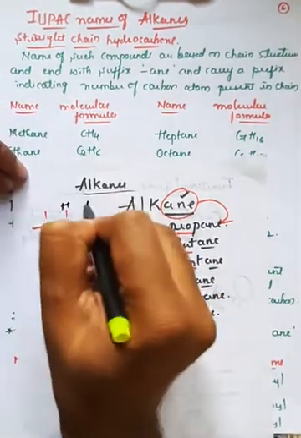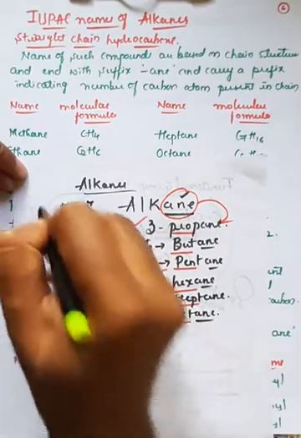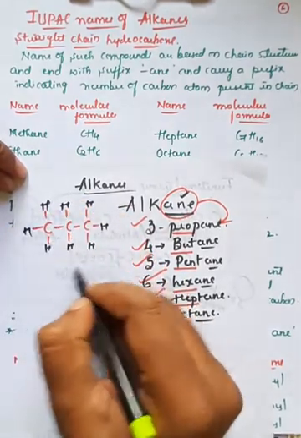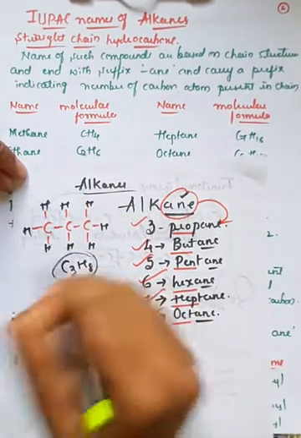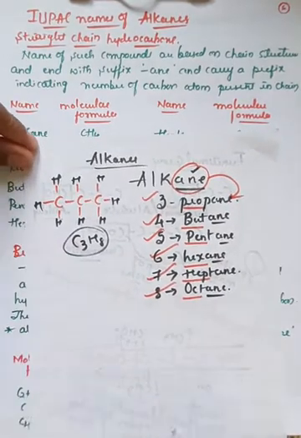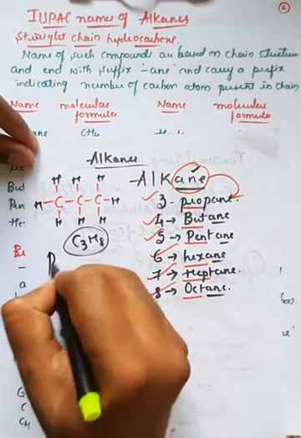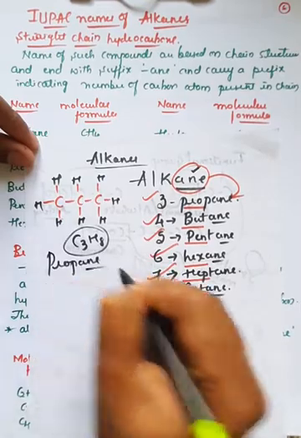It consists of 8 hydrogen atoms. So therefore this can be written as C3H8, right? So this can also be written as C3H8. If there are 3 carbon atoms, this is propane. It is the structure of propane.